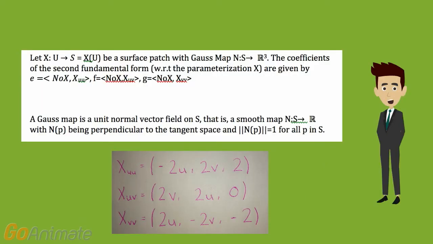Now we'll be looking at the second fundamental form. For this, we need the notion of the Gauss map. The Gauss map is a function that gives us a normal to the surface at every point. The coefficients of the second fundamental form are found by taking the inner product of the Gauss map composed with x and the second partial derivatives.